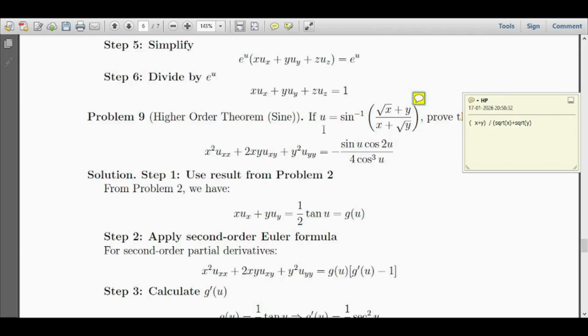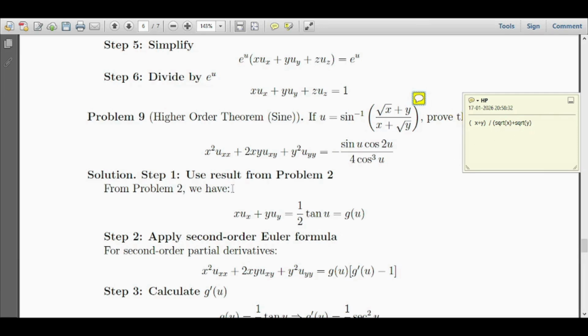Here we will discuss another example on Euler's theorem for second order partial derivatives. Suppose u equal to sine inverse of, and this is a wrong function, the actual function is x plus y by square root of x plus square root of y. Since this involves the inverse trigonometric function, u itself is not homogeneous, therefore we will convert into an auxiliary function. That means v equal to sin u equal to x plus y by square root of x plus square root of y.